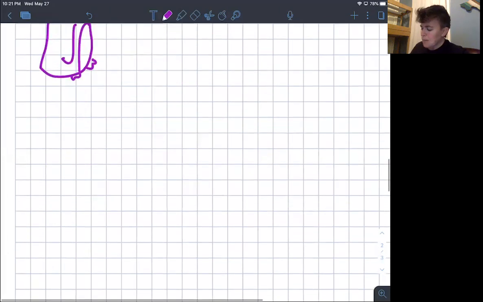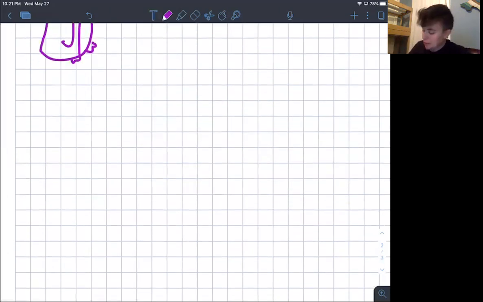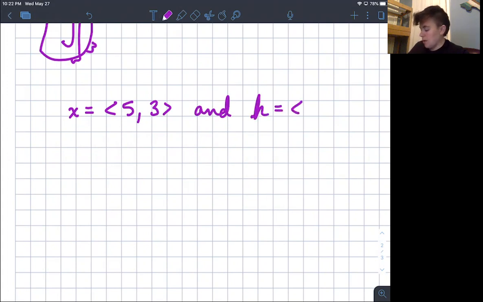That's it. So let's do a vector subtraction. Let's try a vector subtraction. So let's say vector x is equal to 5 comma 3. And let's say vector h is equal to 2 comma 1. And then I want you to please find x minus h.